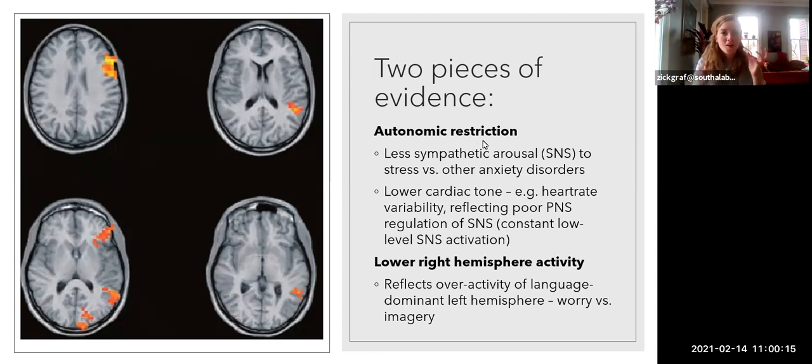Whereas people without GAD are having activation in both hemispheres that reflect a conscious verbal process, but also emotional, imaginal experiences of the worries. So taken together, these two pieces of evidence suggest that by focusing all of their cognitive attention on a verbally mediated worry process, people with GAD are actually suppressing imagery and emotional experiences related to their worries. And that is actually helping them to maintain less sympathetic arousal than people with other anxiety disorders. So they are basically avoiding a mental exposure to their own fears.